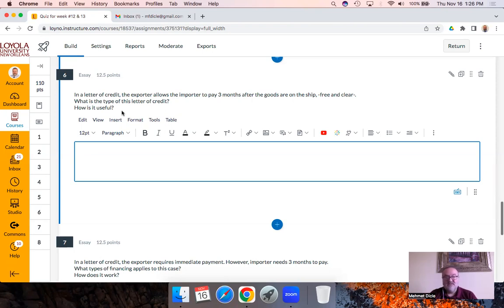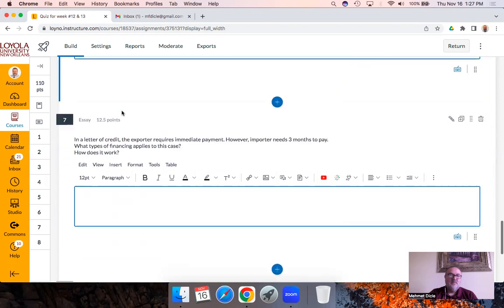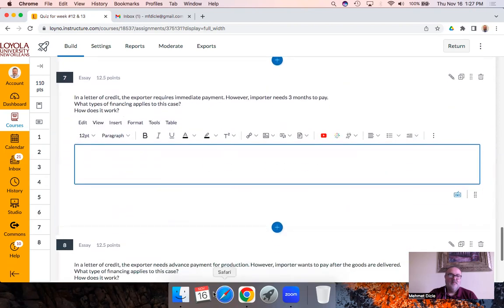Because remember, the LC is irrevocable and the payment is guaranteed. Consignment usually means that if he cannot sell, he will return the goods. There is no such thing here. He bought the goods. It's just that this is a flexibility in payment in which the exporter allows the importer to pay at a later date after the goods are delivered on board free and clear. So then we actually go to question number 7.